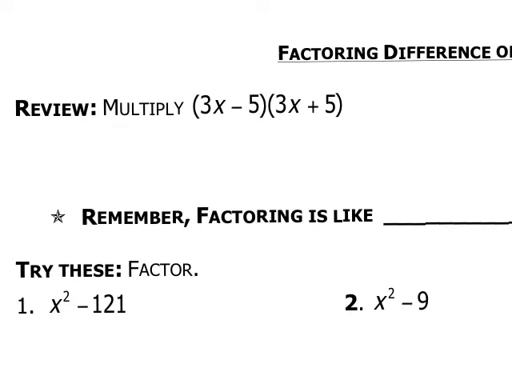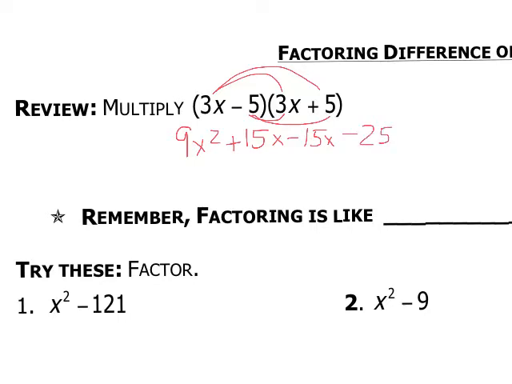Okay, so quick review. 3x times 3x is 9x squared. 3x times 5 is plus 15x. Negative 5 times 3 is minus 15x. And negative 5 times 5 is negative 25.